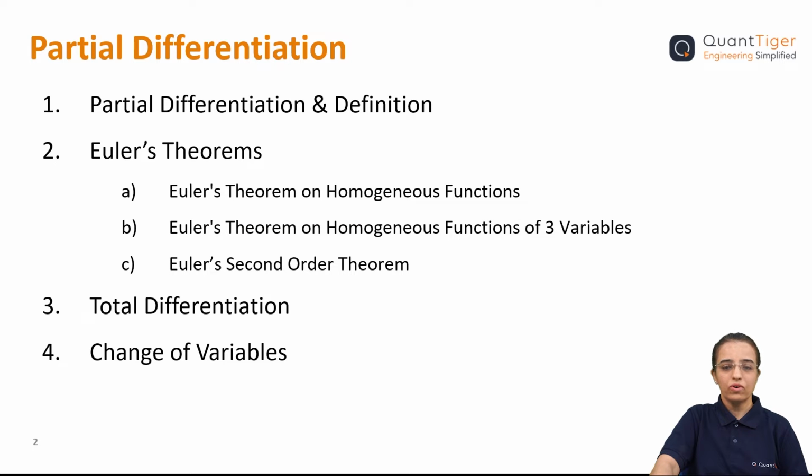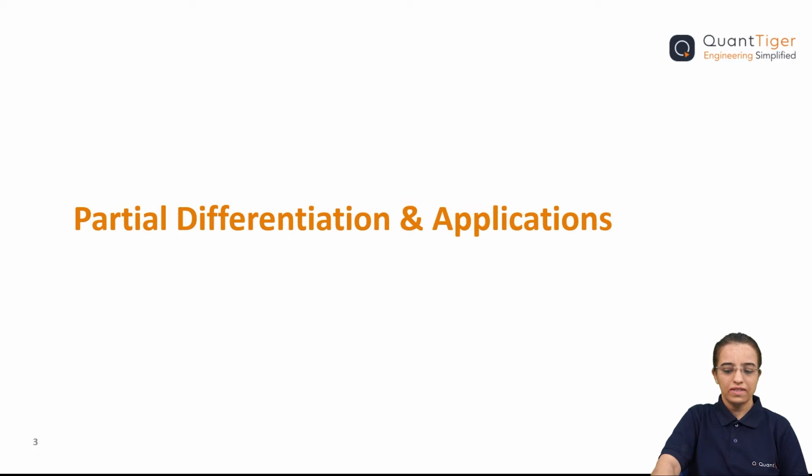So first of all, what are the topics which we'll be learning here? What is the definition, and the different terms which are involved in partial differentiation. Then Euler's theorem for homogeneous equations, in 2 variables and 3 variables. After that, a new topic, total differentiation. And after that we will be seeing change of variables. These are all the topics which we will be learning in partial differentiation. So let's start with it.